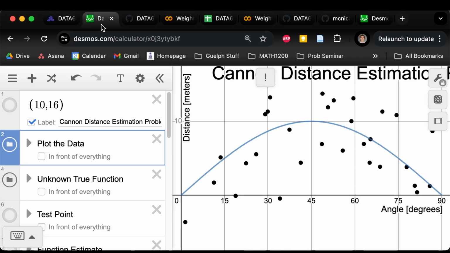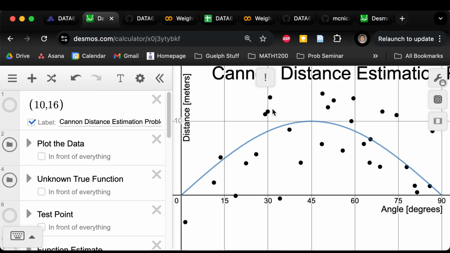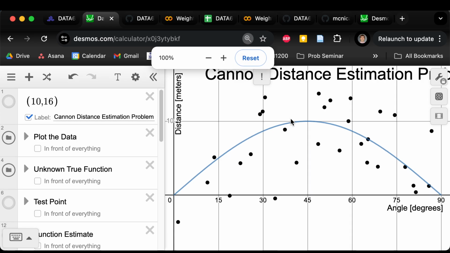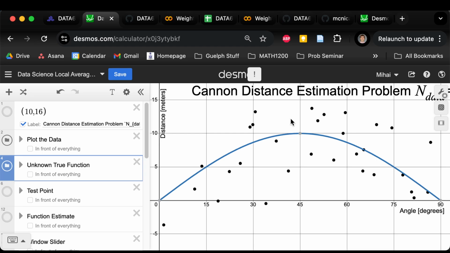Let's open up this thing. So this is the cannonball distance estimation problem. What does this thing say? Just tell me it's 2. Okay, ignore. I don't know. Okay, so this was what was done in the video.